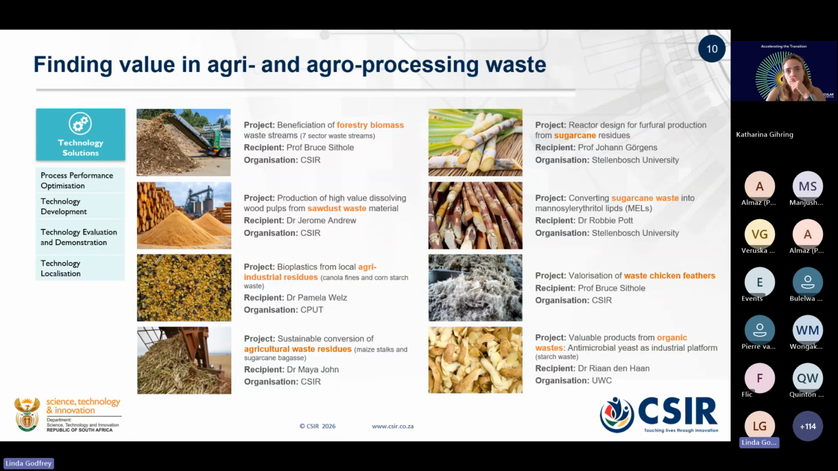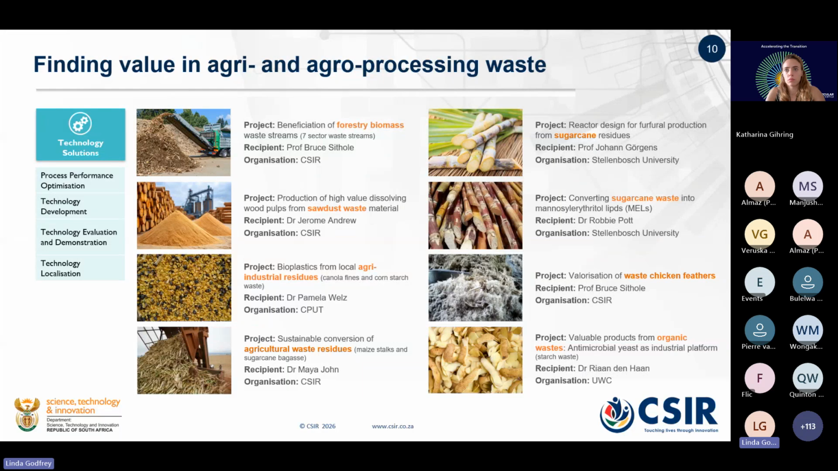In the agri and agro-processing waste, so essentially in organic and biomass waste, we funded a large number of projects here which align very closely with sort of the biorefinery thinking. You can see the different types of waste streams that we focused on: forestry biomass, sawdust waste. There was canola fines, cornstarch, maize stalk, sugarcane bagasse, again sugarcane waste, chicken feathers, which was a really interesting study and really certainly captured my imagination, and then starch waste.